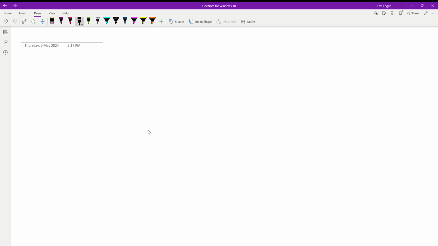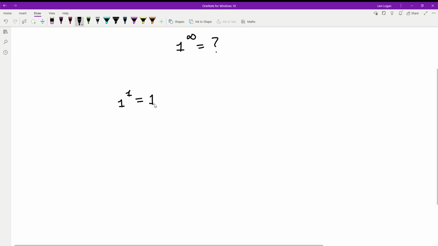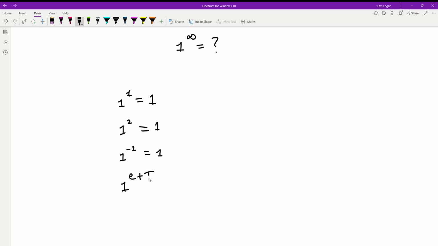In today's video, we're going to be discussing 1 to the power of infinity. We're going to be explaining why you can't work this out at all. So, 1 to the power of 1 is 1. 1 to the power of 2 is 1. 1 to the power of -1 is also 1. 1 to the power of, I don't know, let's go e plus pi is equal to 1. Anything to its exponent is equal to 1.